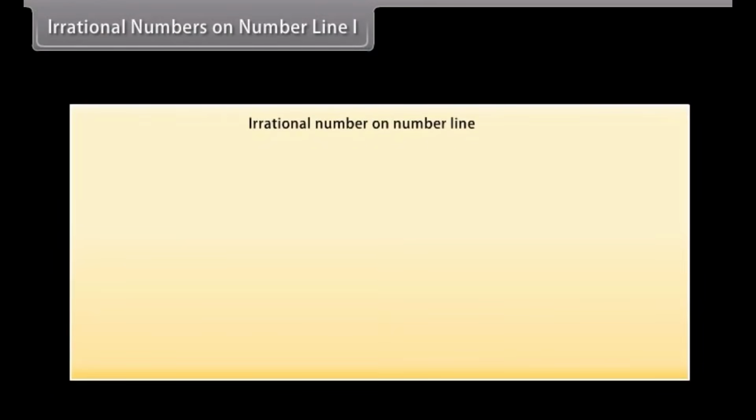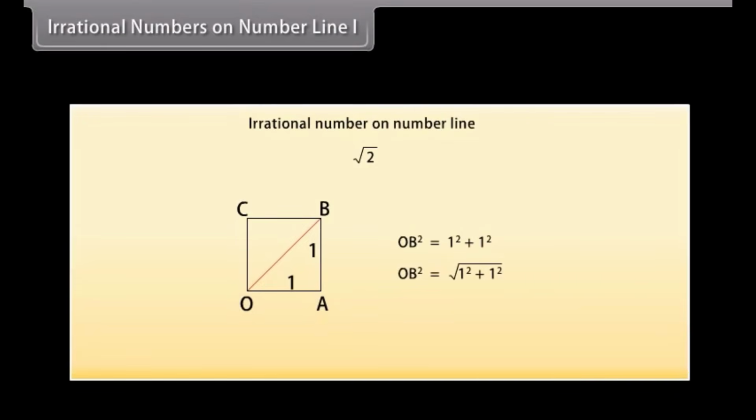Irrational numbers on number line 1. Now we will learn to locate an irrational number on a number line. Let us see where square root 2 is located on a number line. For this, we will firstly consider a unit square OABC with each side 1 unit in length. Now by using the Pythagoras theorem, OB square is equal to 1 square plus 1 square, or OB is equal to square root of 1 square plus 1 square, which is equal to square root of 2.